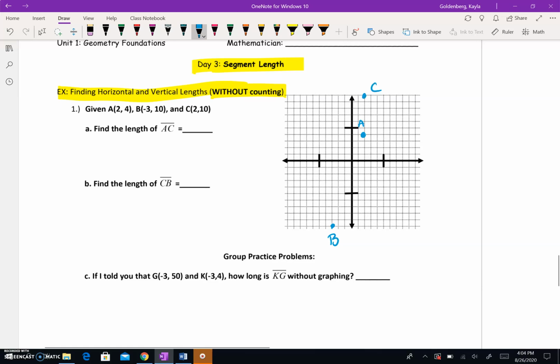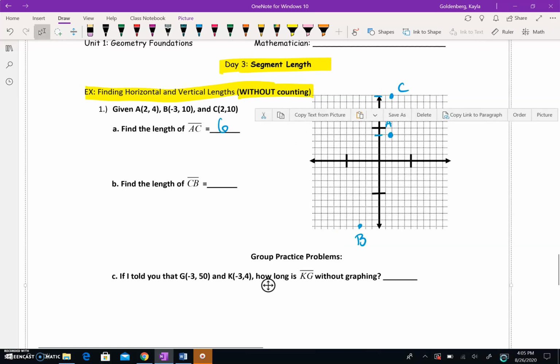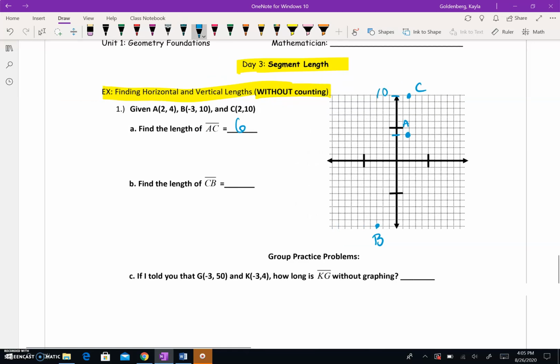So the first question is, how long is A to C? And we could probably count, right? That's one shortcut where it's easy like this. You could just count that from A to C is going to be 6 units, right? But we want to think about a shortcut for how we figure out that 6 units without being able to count, because they might be further away, right? I might give you a problem where the coordinates are really, really big and they're too big to the point where you can't really count them.